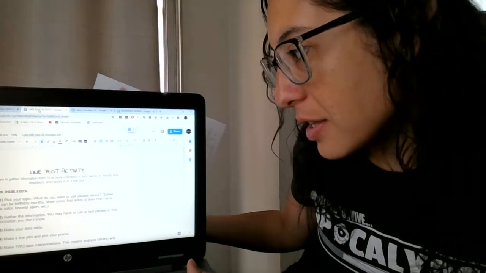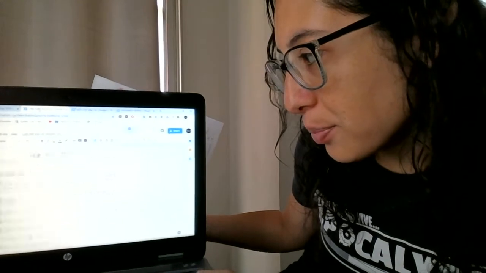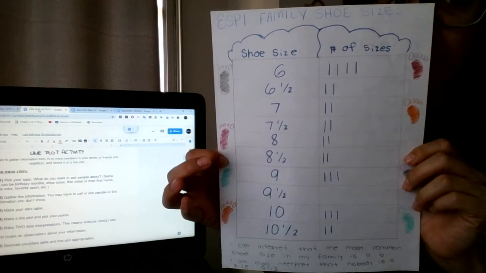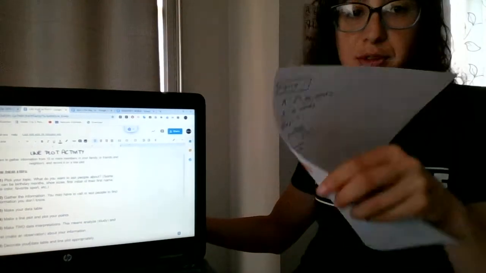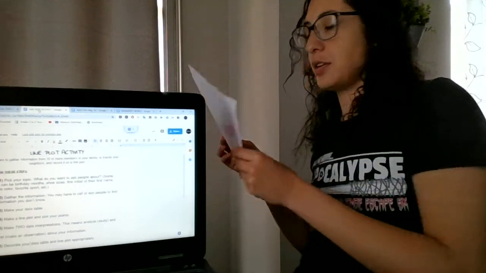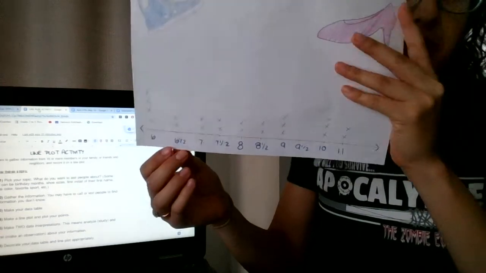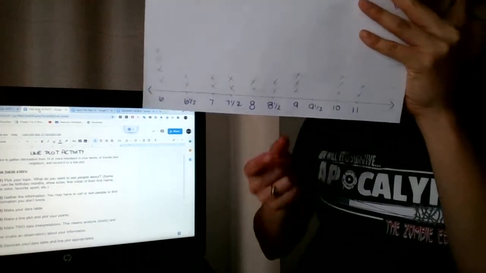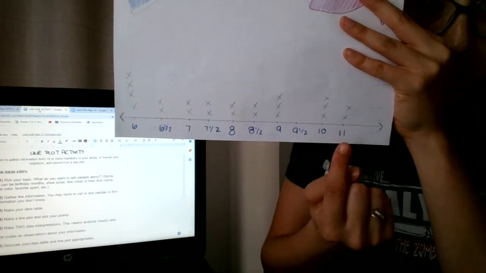So then the next thing that you'd have to do, make a line plot and plot your points. So after I did my data table, I went ahead and on another paper, you can use the back of the paper, I put line plot. So I took all of the sizes that were over here, I made sure to put them down here. So 6, 6.5, 7, 7.5, 8, and so on.